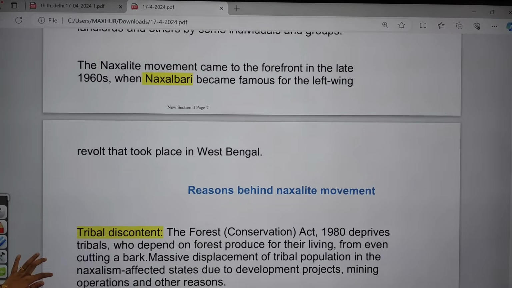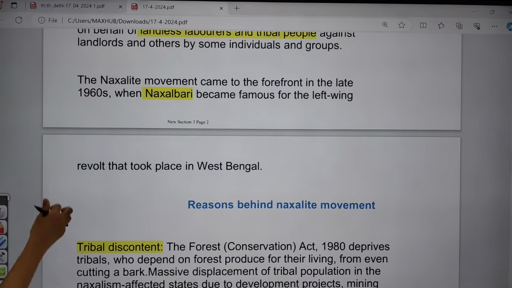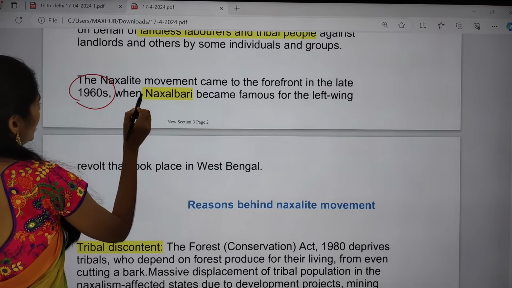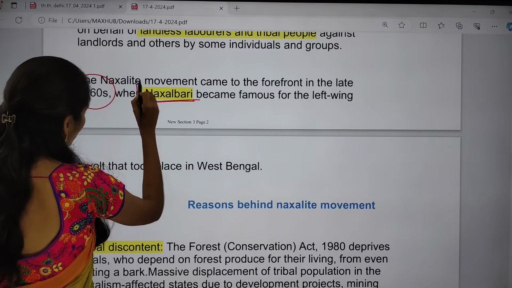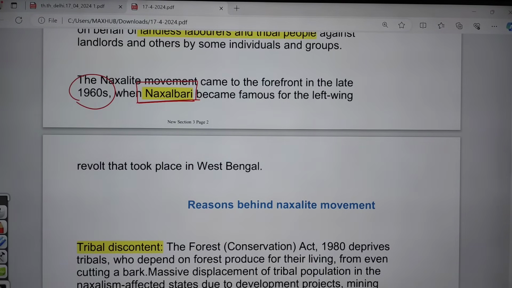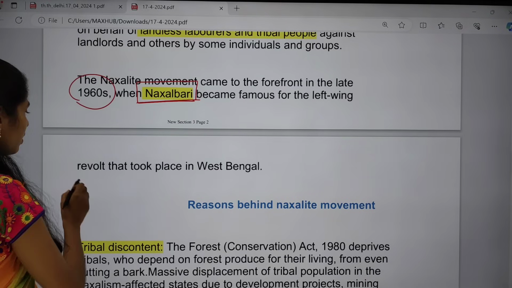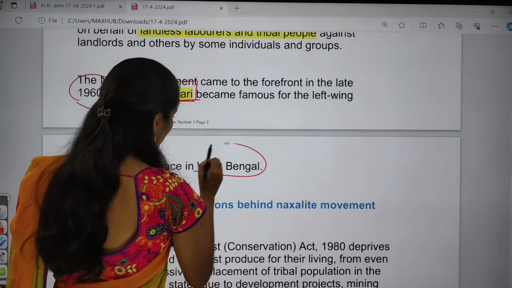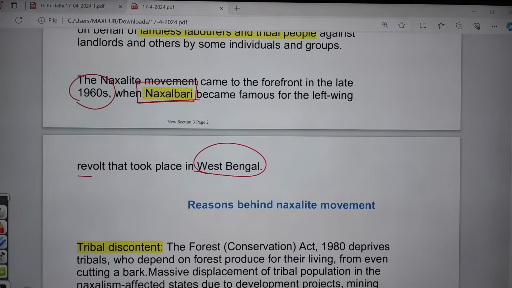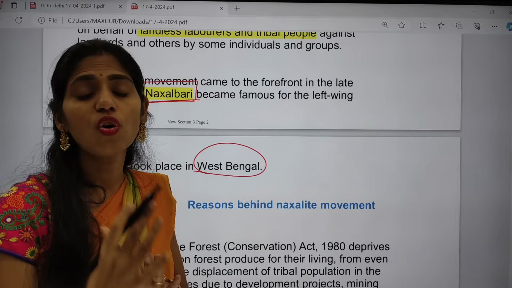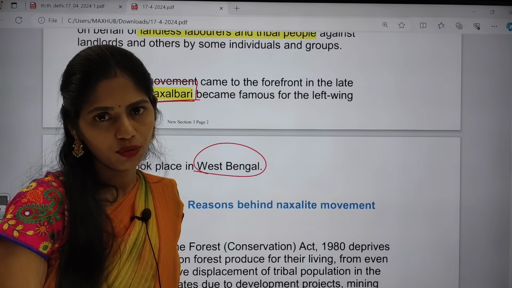The Naxalite movement came to the forefront in the 1960s in the region called Naxalbari. The name Naxalism comes from there, and it was one of the famous left-wing revolts which took place in the West Bengal region.